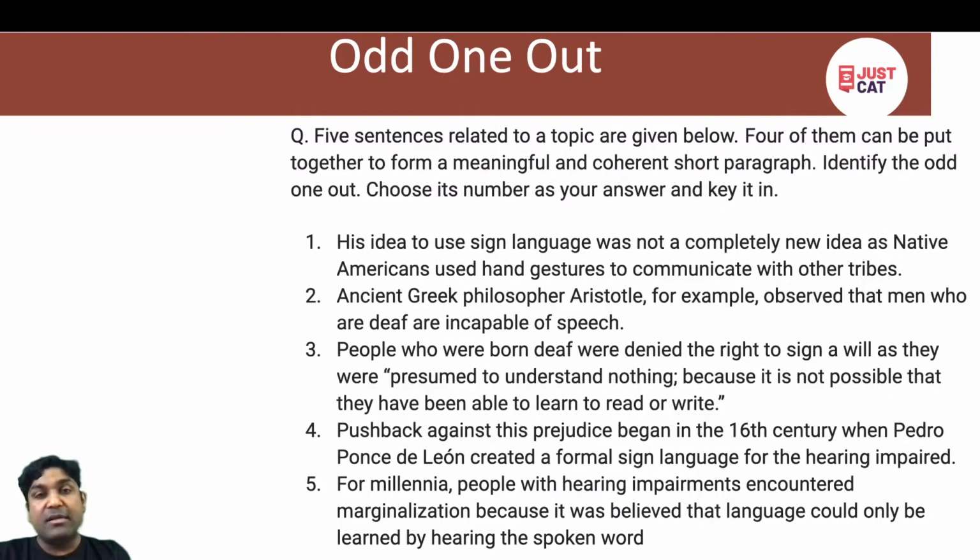The second says, ancient Greek philosopher Aristotle, for example, observed that men who are deaf are incapable of speech. Okay, can be related, we don't know. So Aristotle is saying that men who are deaf are incapable of speech. This is talking about deaf muteness, that lack of hearing ability also impacts your ability to speak.